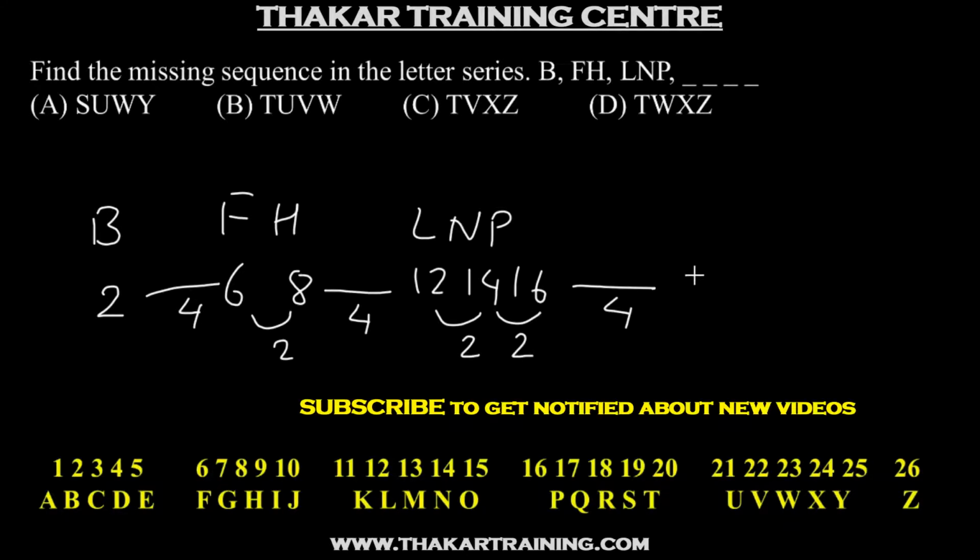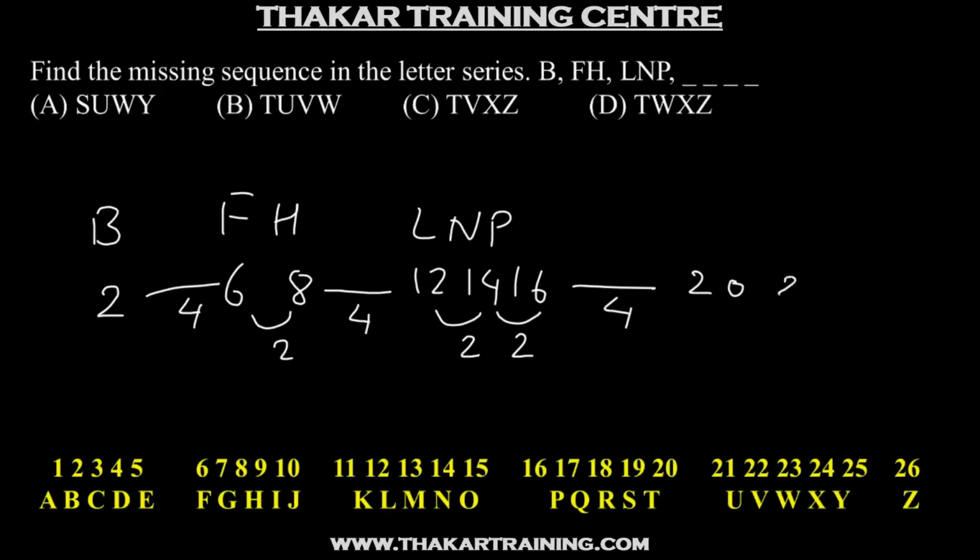So the first letter will be at position 20, and then each letter will be at a jump of 2. So we'll have 22, 24 and 26. So the letters will be at 20 we have T, at 22 we have V, at 24 we have X, and at 26 we have Z. So the answer will be TVXZ, that is option C.